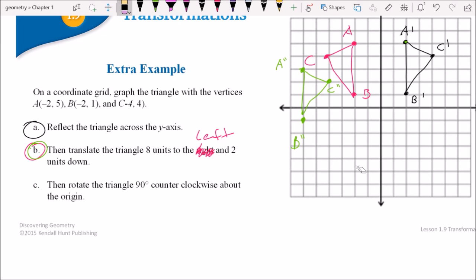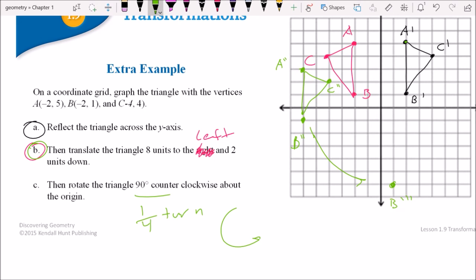We're going to rotate the triangle 90 degrees counterclockwise. Now, 90 degrees, guys, remember that's a quarter turn. And counterclockwise is going to be this way. So these points are going to rotate downward. So this is going to rotate down to here. So there's B triple prime.